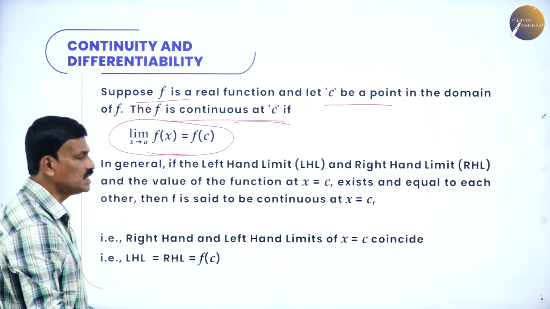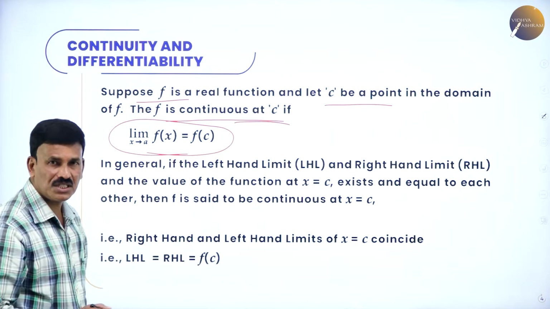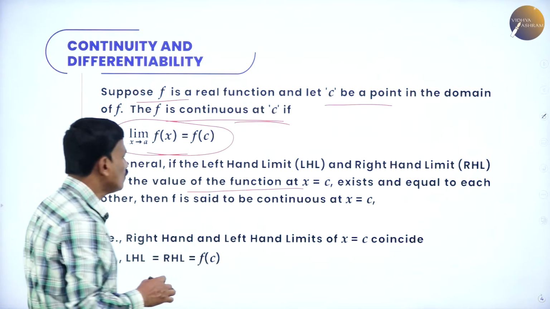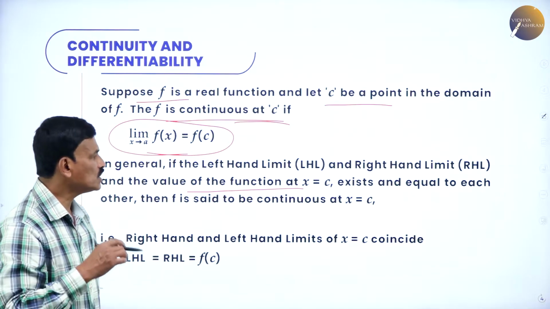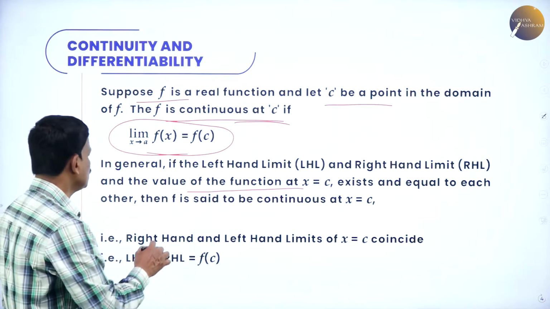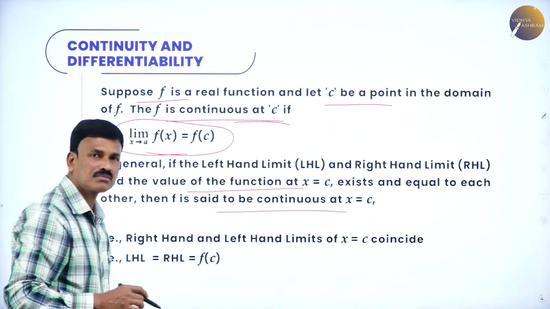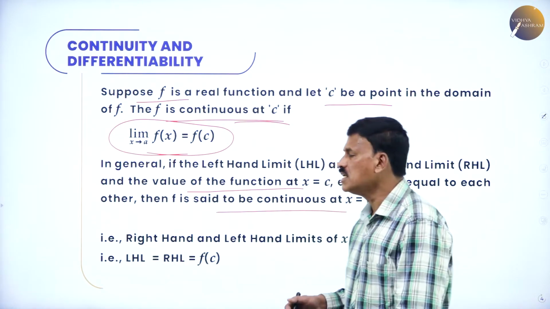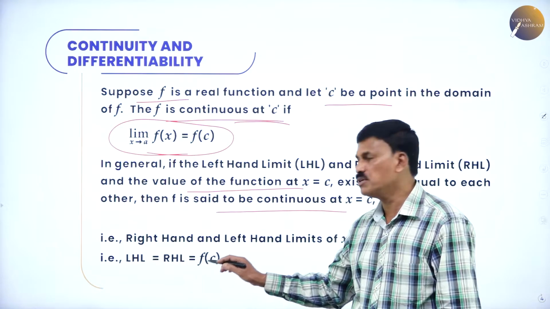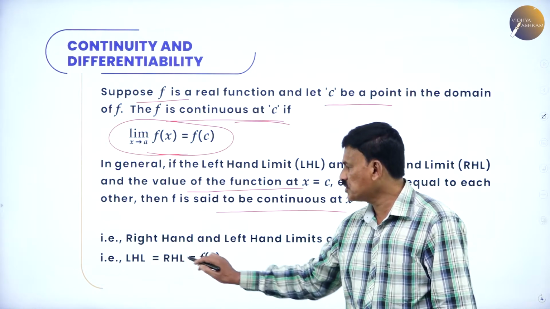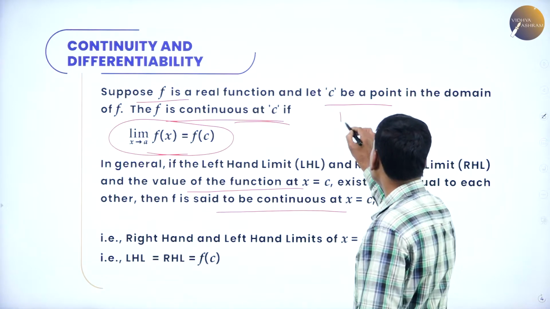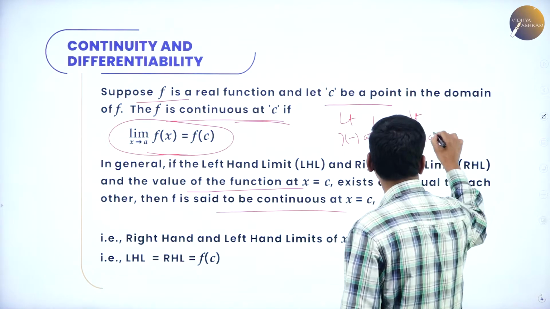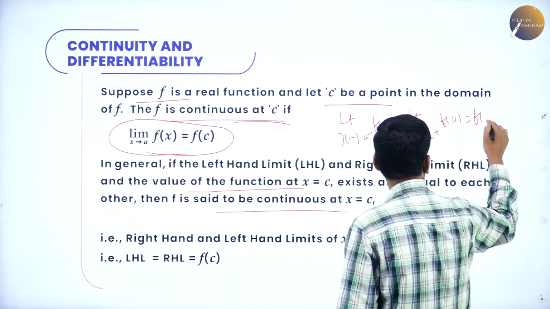What is the meaning? In general, the left hand limit LHL and the right hand limit RHL of the function, which is equal to the value of the function at x is equal to c, if these three exist and are equal, then it is said to be continuous at c. That means a function f of x is said to be continuous at x is equal to c if left hand limit is equal to right hand limit is equal to functional value. That is, limit x tends to a minus f of x is equal to limit x tends to a plus f of x is equal to the functional value.